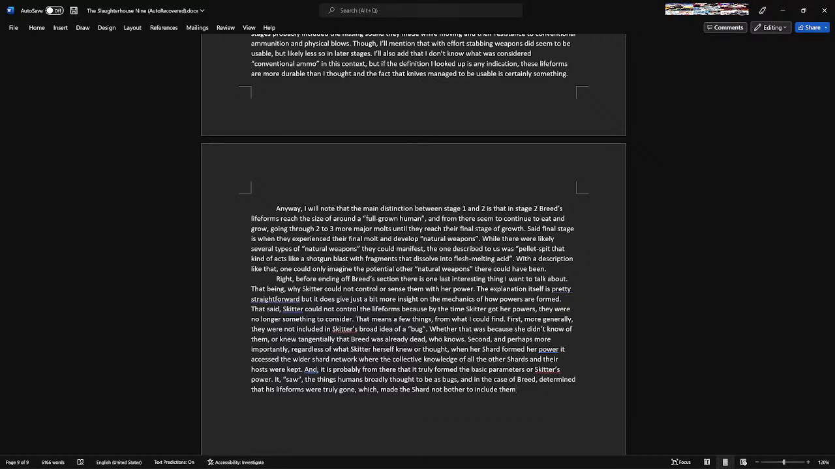Which made the shard not bother to include them in its range of control.